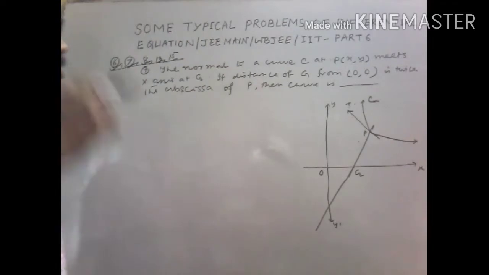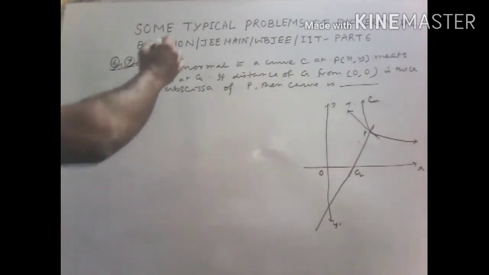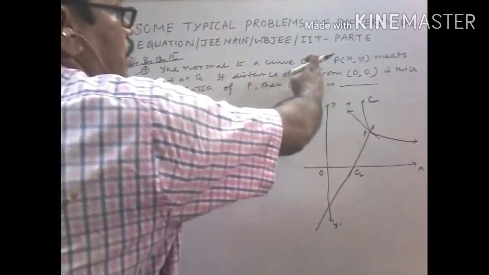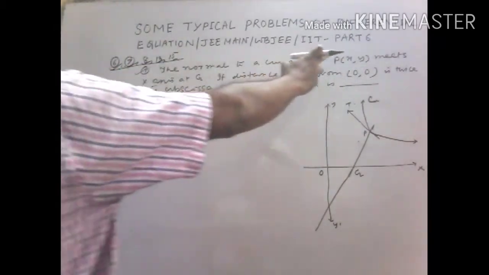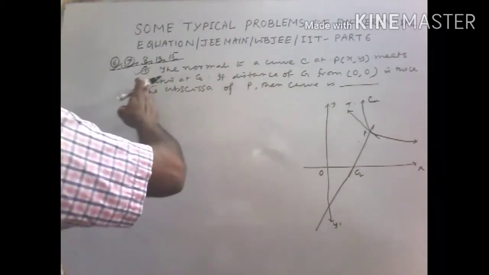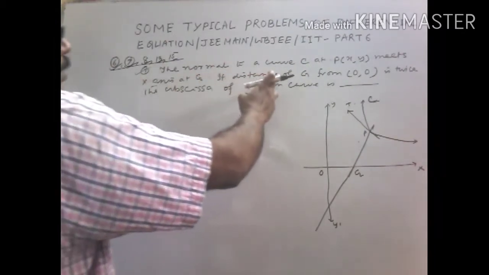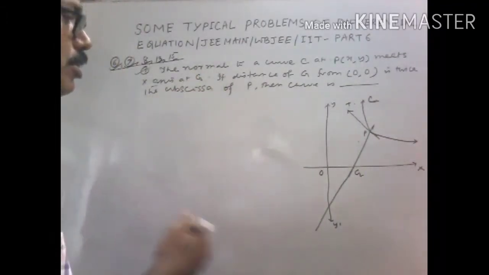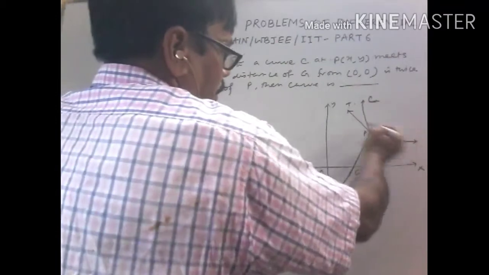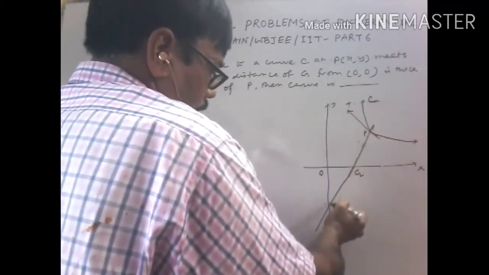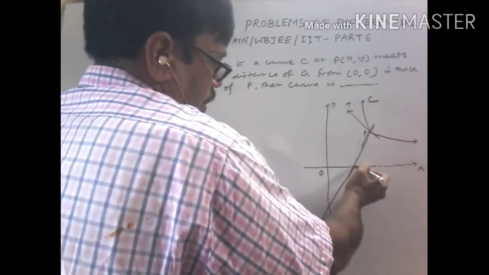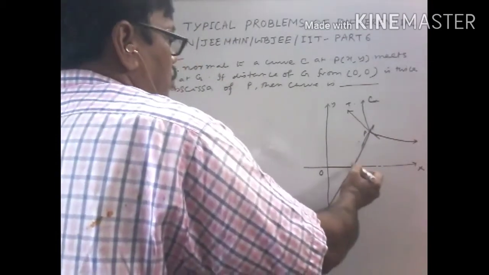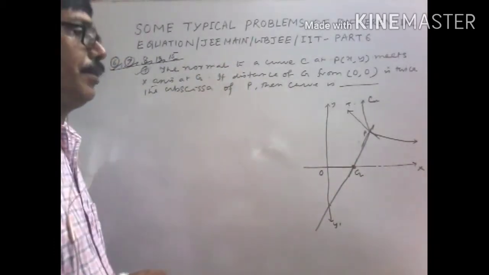Now we consider problem number 7. Same type of problem: the normal at P(x, y) meets the x-axis at G. If the distance of G from (0, 0) is twice the abscissa of P, then find the curve. So this is any curve, PT is the tangent, and the normal is perpendicular to it. PZ is the normal, so it cuts the x-axis at G. So OG equals the abscissa of P.